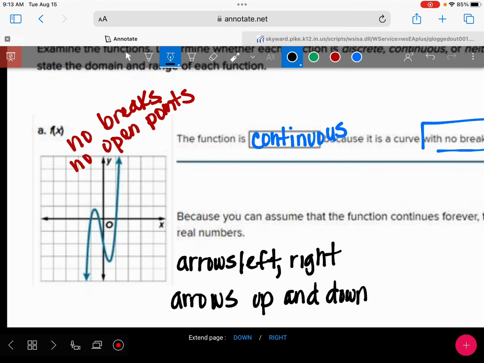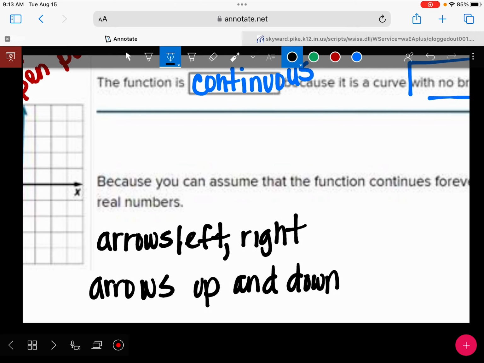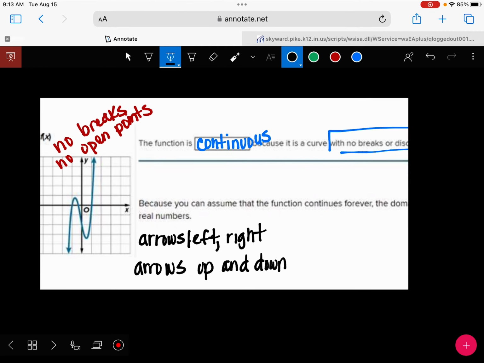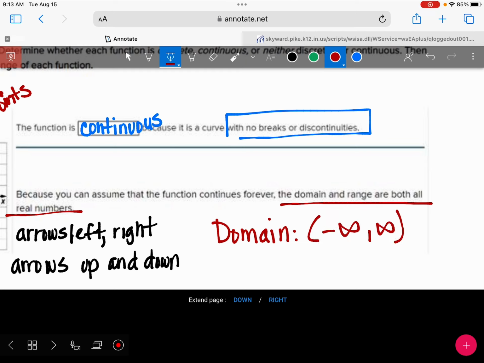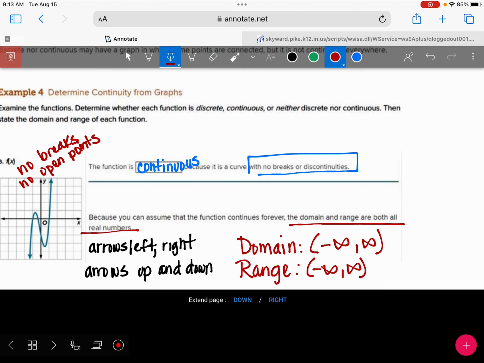So because of that, whenever you see that, that's how we know our domain and range is going to be all real numbers. So when you see that, both the domain and range are all real numbers. So my domain is all real numbers and my range is all real numbers. So we're going to look at just a couple more graphs in our notes, and then we're going to look at the handout that I passed out today, and that's it.